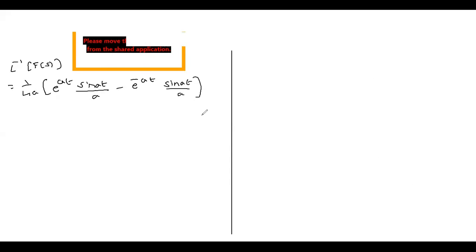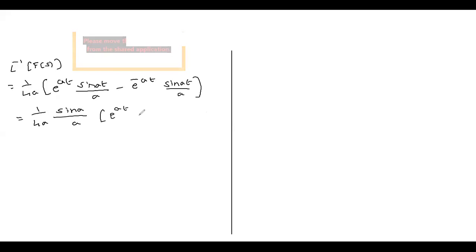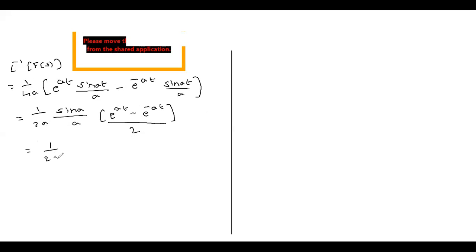So can I take this sin at by a common? Yes, sir. So this is 1 by 4a into sin at by a. This is e power at minus e power minus at. And if I write 2 here, what happens? This has to be written as 2, 2 into 2, 4. Now what is this? This is nothing but sinh at. So this is 1 by 2a square sin at into sinh at.